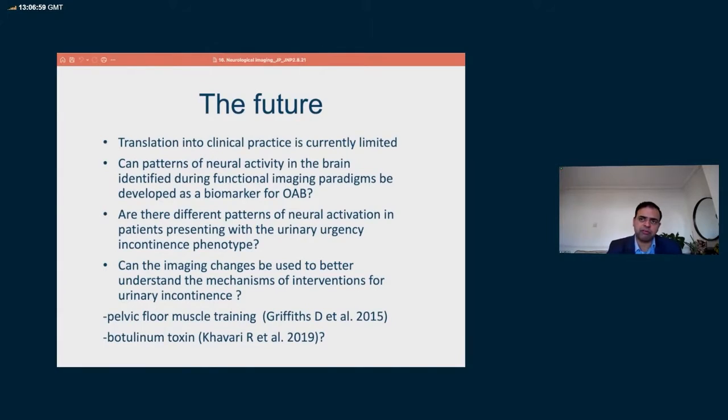So from Derek Griffiths' lab, Becky Clarkson demonstrated that there are actually different patterns of brain activation that are seen in people who respond to pelvic floor muscle training compared to those who don't. So could this be used as a predictor of response? Rose Carberry from Baylor has demonstrated changes in neural activity following detrusor injections of botulinum toxin. So all quite preliminary, and so I think this is an area that is really requiring research, but certainly provides potentially a biomarker for disease for future studies.